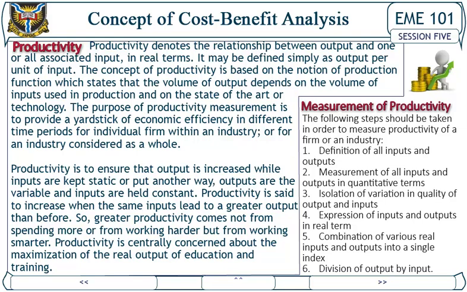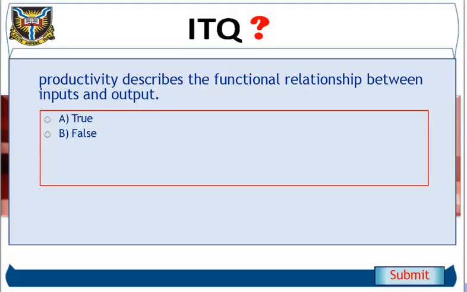Measurement of productivity. The following steps should be taken in order to measure productivity of a firm or an industry. Definition of all inputs and outputs. Measurement of all inputs and outputs in quantitative terms. Isolation of variation in quantity of output and inputs. Expression of inputs and outputs in real terms. Combination of various real inputs and outputs into a single index. Division of output by inputs.